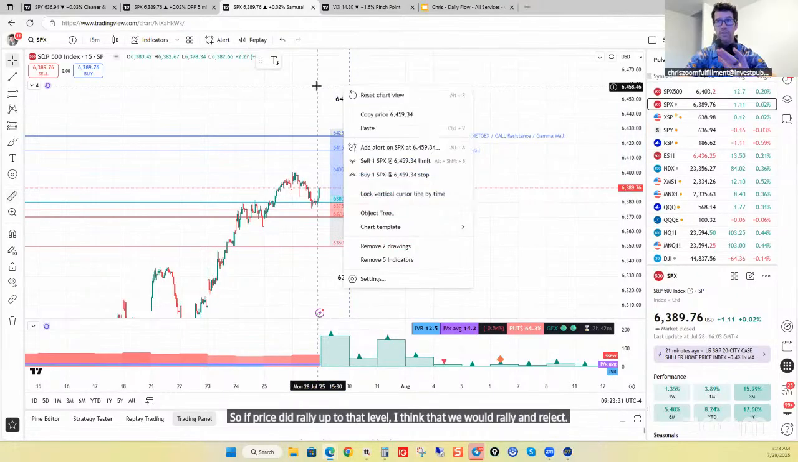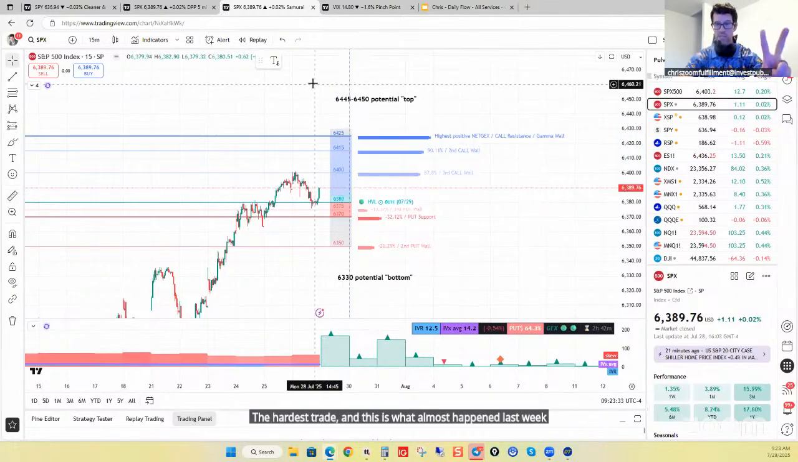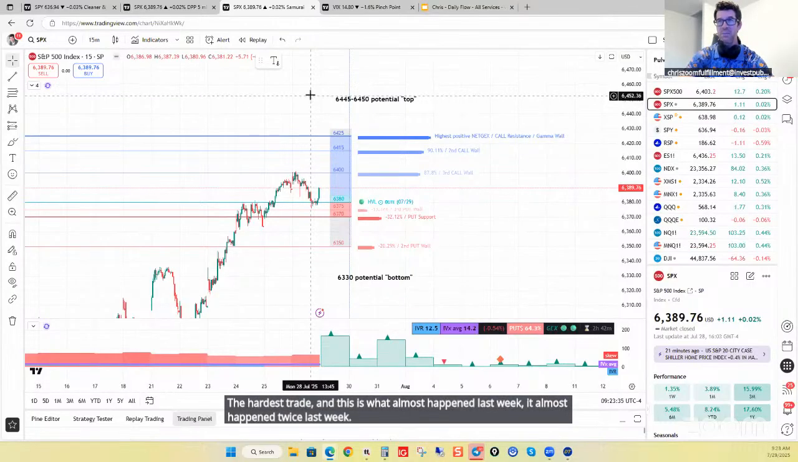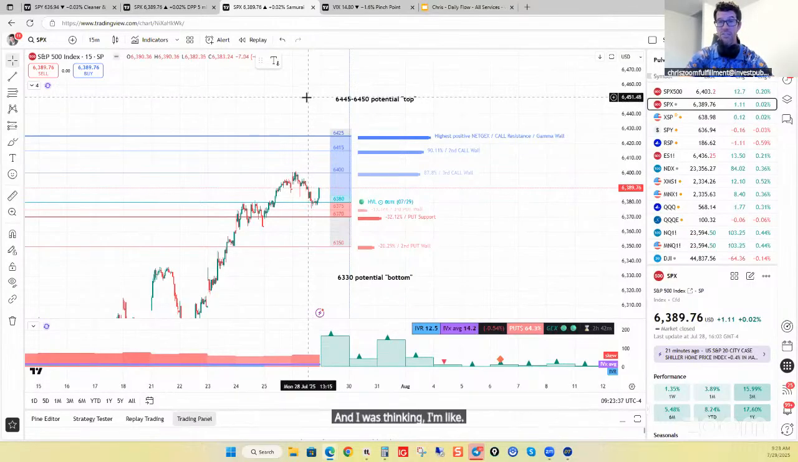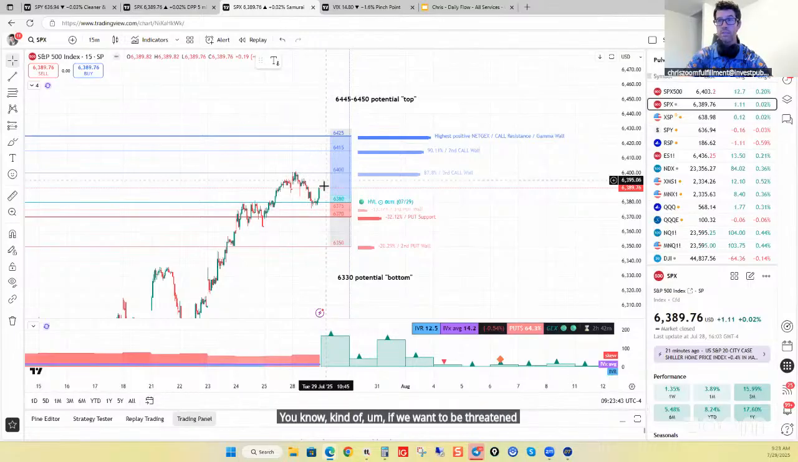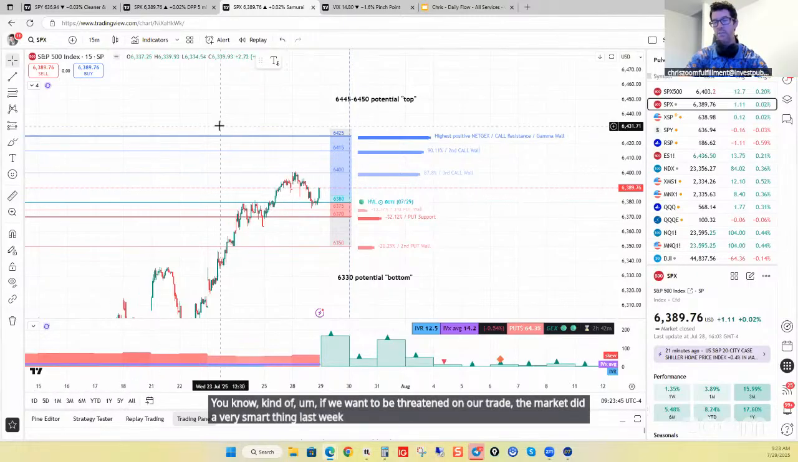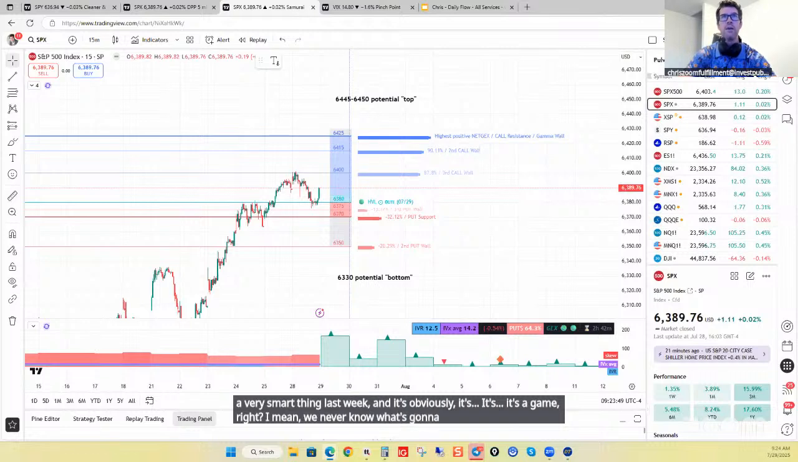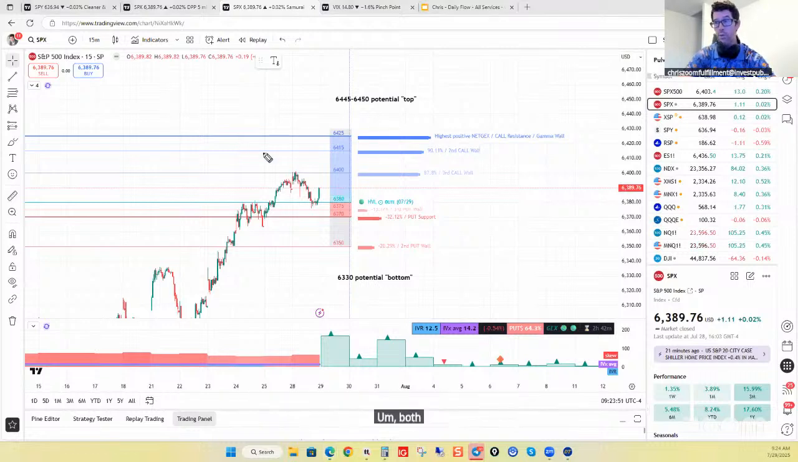The hardest trade, and this is what almost happened last week. It almost happened twice last week. And I was thinking, that's the market being really smart. If we want to be threatened on our trade, the market did a very smart thing last week, and obviously it's a game, right? We never know what's going to happen price action wise. Both the trades we talked about worked out.